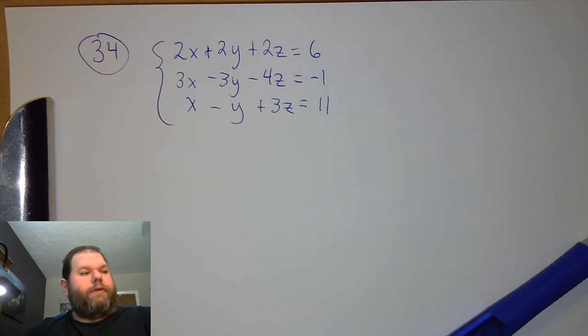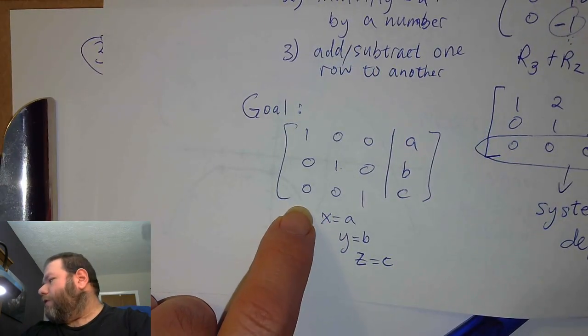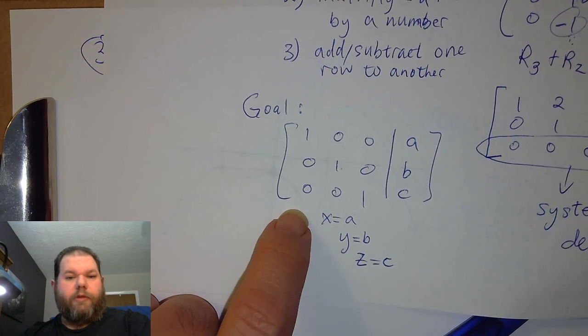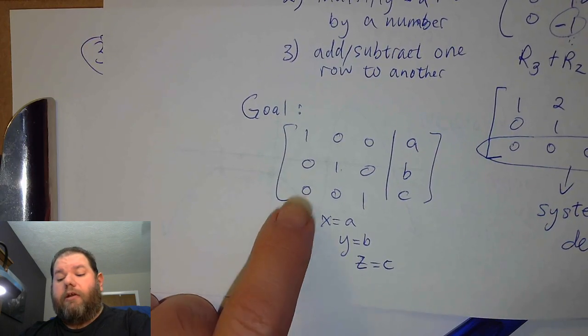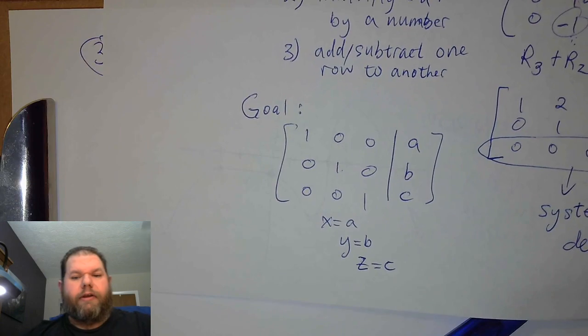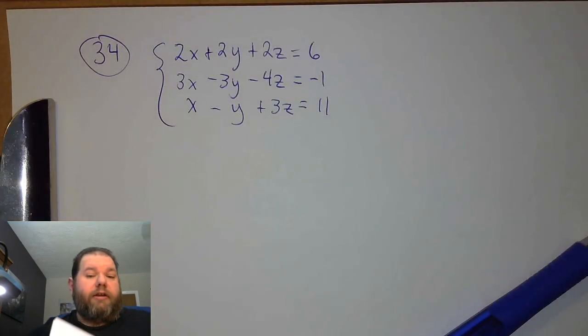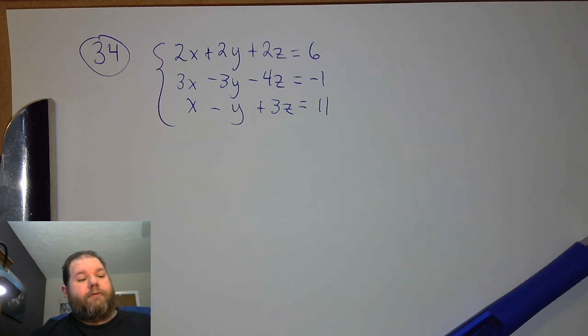Our goal, once again, is to achieve a matrix that looks like this, where there are ones in the diagonal, zeros everywhere else, and then our answer is on the right. That's what's called an independent solution. We want to get an independent solution if possible.